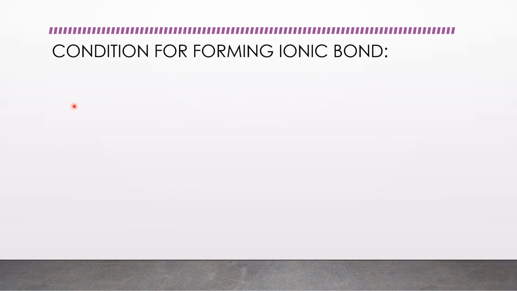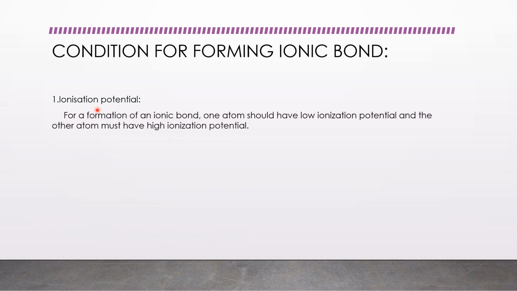Now we are going to see the conditions for forming an ionic bond. There are three conditions while forming an ionic bond. Let's see it one by one. The first one is the ionization potential. Ionization potential means the amount of energy required to remove the most loosely bound electron. That is the definition. And for forming an ionic bond, there will be a transfer of electrons, so one atom will have a high ionization potential and the other one a low ionization potential.